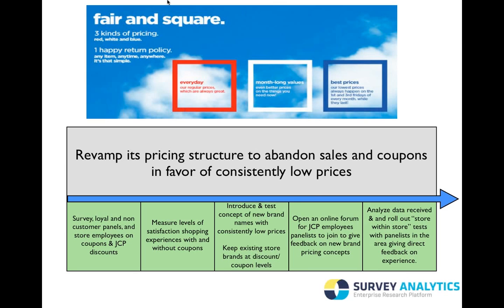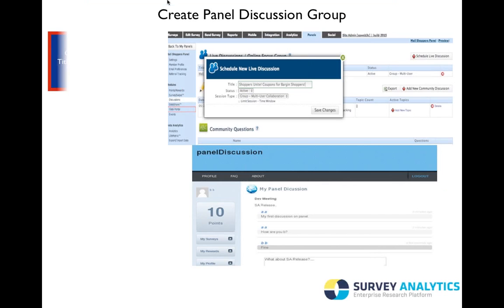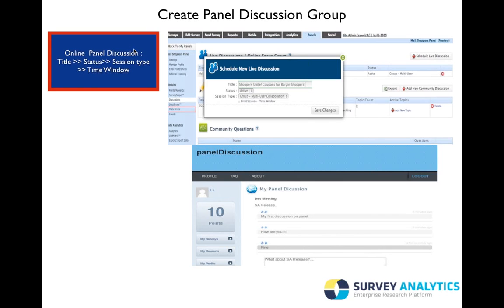The last thing you would do here is analyze the data received and roll out the store-within-store tests with panelists, and also give direct feedback on the experience. And again, that kind of goes back to the last thing, and that includes looking at the pricing of the stores within stores, and then also looking at what areas that pricing structure would not work.